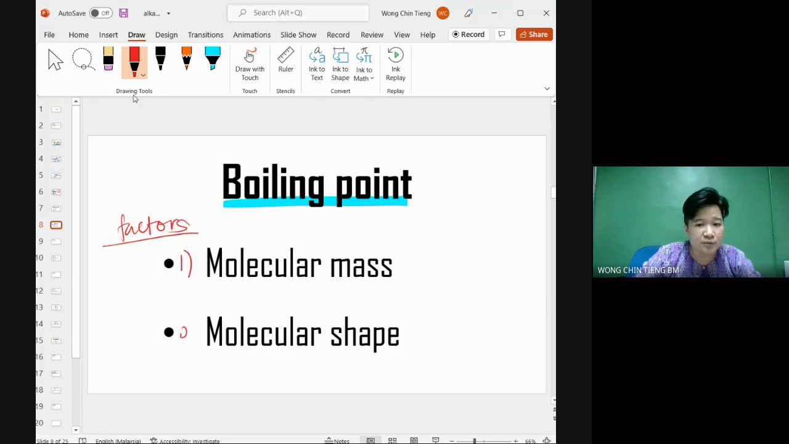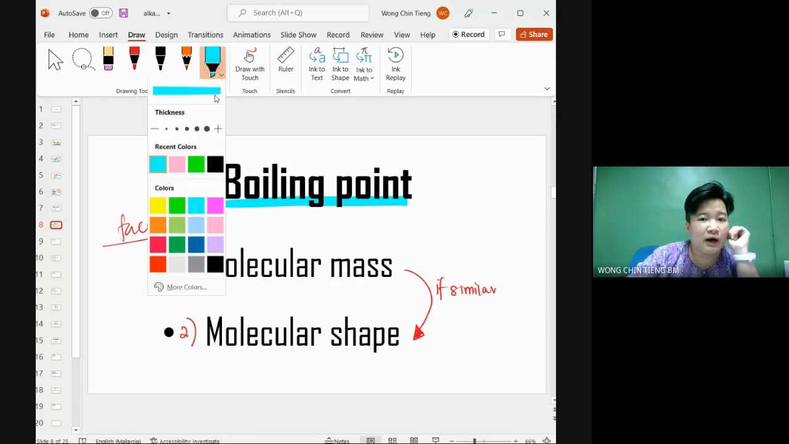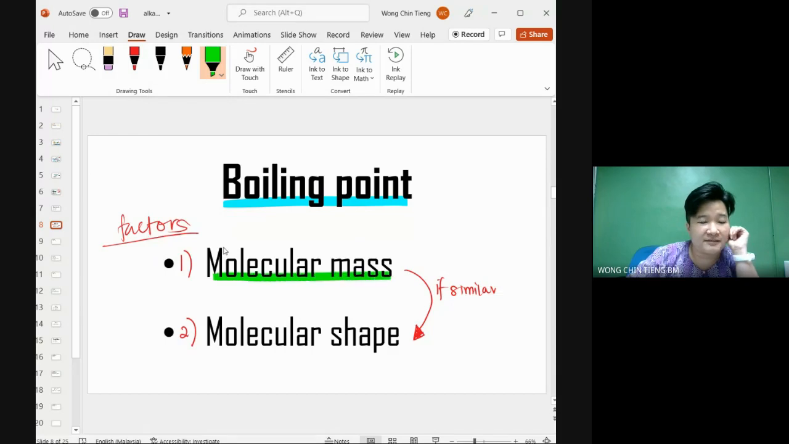Nombor 1, nombor 2. When I give you number, kalau dalam faktor tu saya bagi nombor, means dia ada priority. Priority means molecular mass must come first. If the molecular mass is similar, kalau molecular mass adalah lebih kurang sama, baru kita boleh bincang molecular shape. Itu maksud priority. Dengan kata lain, kalau kita nak bincang boiling point untuk kumpulan yang sama, the very first thing that you do, is you are going to check one thing, molecular mass.